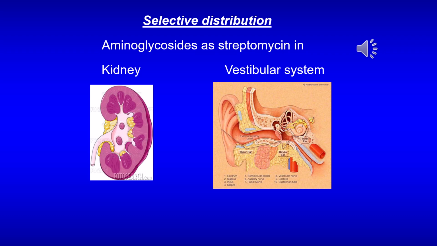Aminoglycosides, such as streptomycin, exhibit selective distribution, primarily affecting the kidney and the vestibular system. In the kidneys, aminoglycosides can lead to nephrotoxicity due to their accumulation in renal tissues. In the vestibular system, these drugs may cause ototoxicity, impacting balance and hearing. Understanding this selective distribution is crucial for managing potential side effects and optimizing therapeutic outcomes.